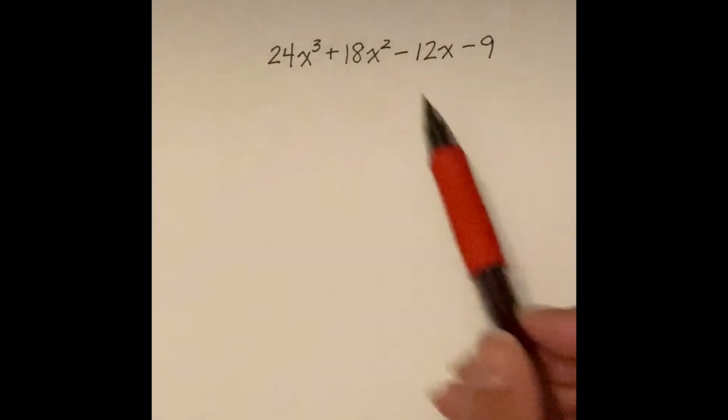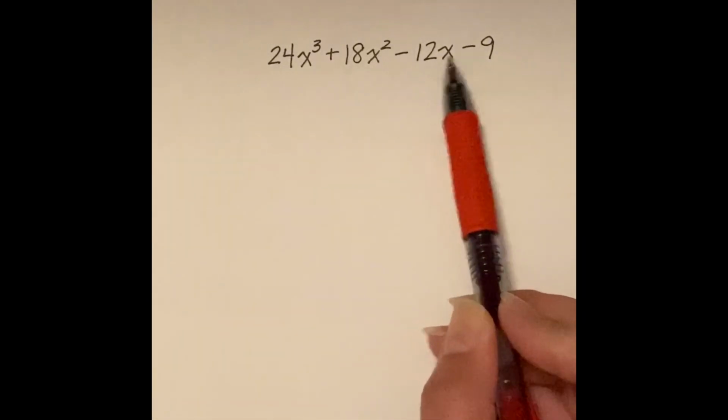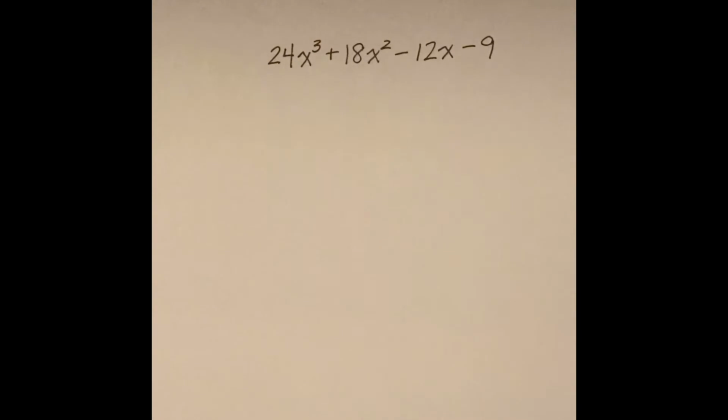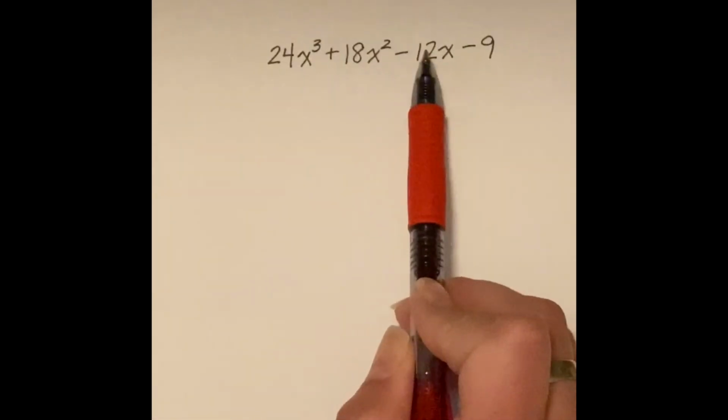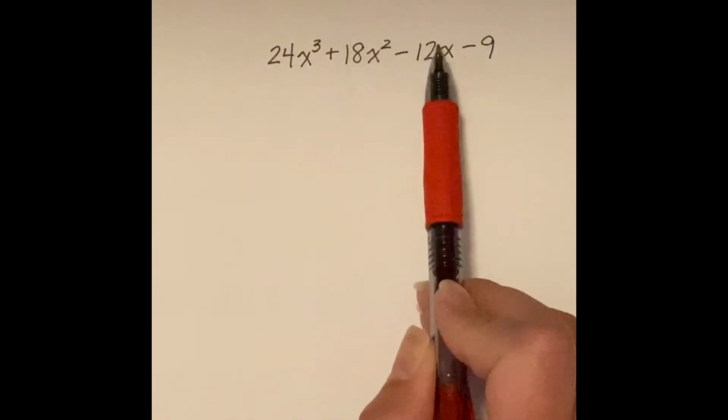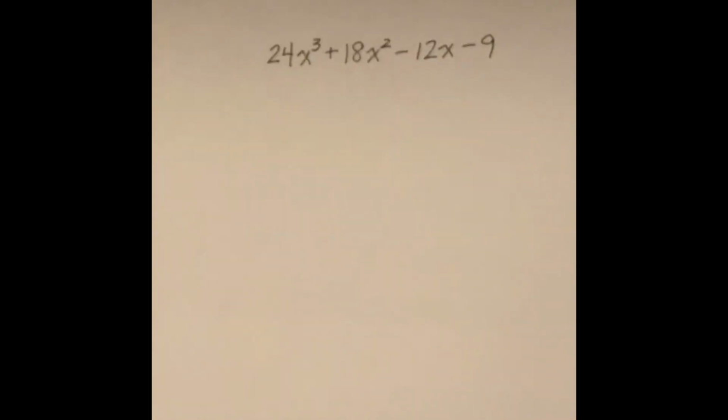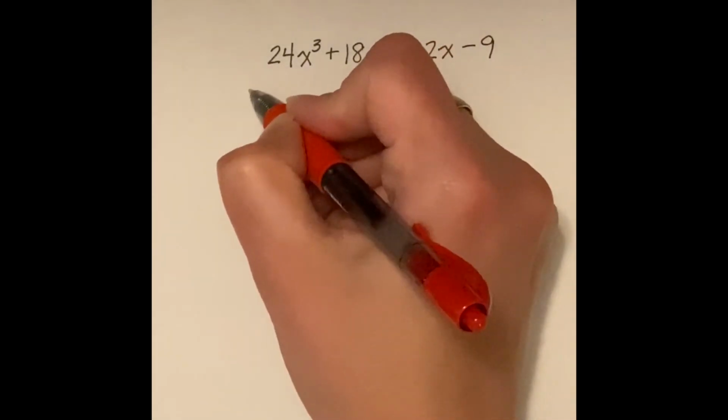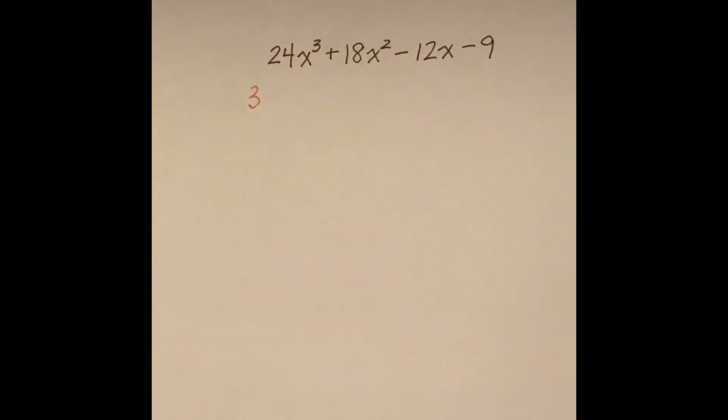I am noticing that the first 3 terms have an x, but the last one doesn't. So x will not be a part of the GCF. So now I just need to look at the coefficients and decide, do 24, 18, negative 12, and negative 9 all have something in common? You bet they do. They all have a 3 in common. So I am going to factor out my GCF of 3.